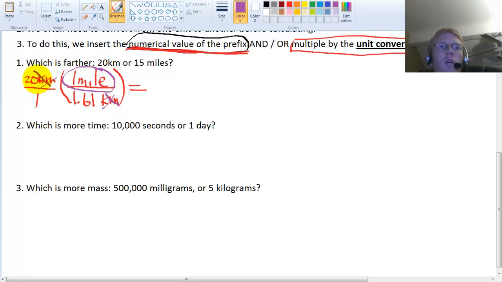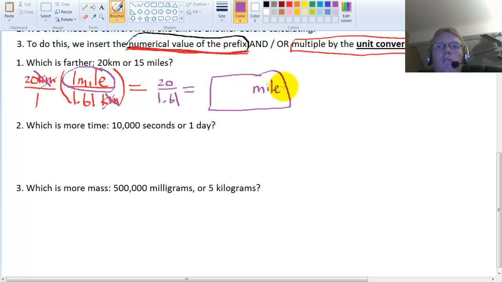Okay, how many miles do we have? Well, we have 20 times 1 divided by 1.61. So grab your calculator, and you can type in 20 divided by 1.61. And I'm not actually sure what that is, but I trust that you can type it in your calculator, and you can get an answer, and that's going to be in miles, right? So now you can compare. Is that answer more or less than 15 miles? And I can tell you it's actually going to be less than 15 miles. Okay, so 15 miles is longer than 20 kilometers.